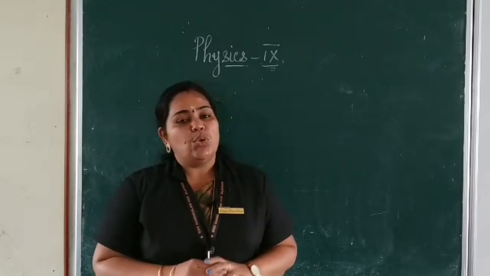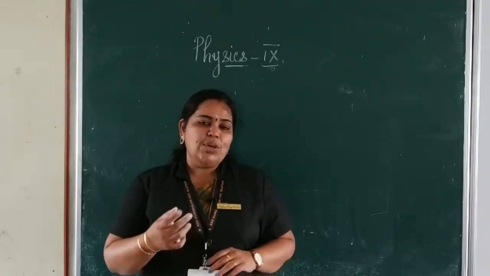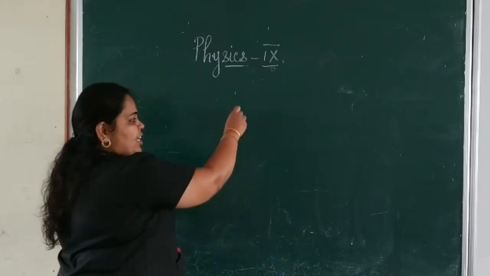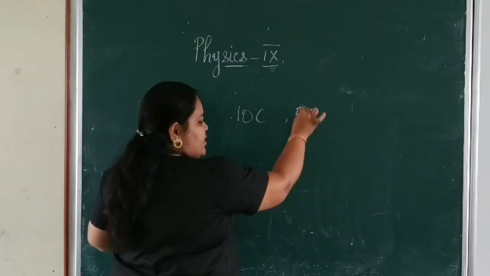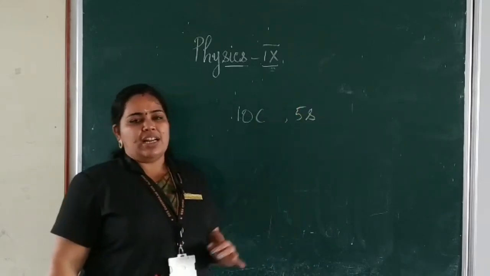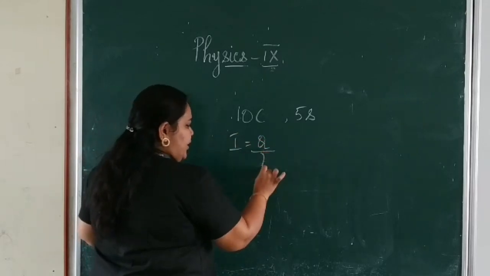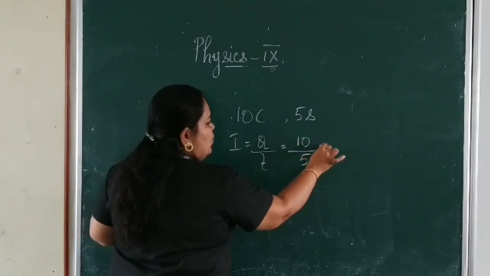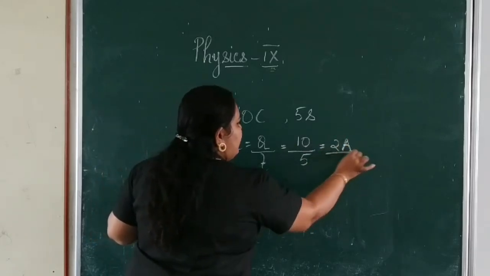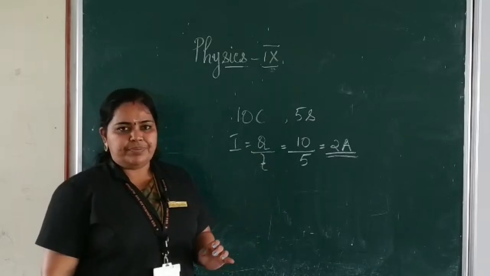Suppose 10 coulomb charge flows through a conductor in 5 seconds. How will you calculate current? Once again, if 10 coulomb charge flows through a conductor in 5 seconds, how much will be the current produced there? We know I is equal to Q by T. Here Q is 10, time is 5. So it is 2 ampere. Is it clear? This is how we will calculate current.